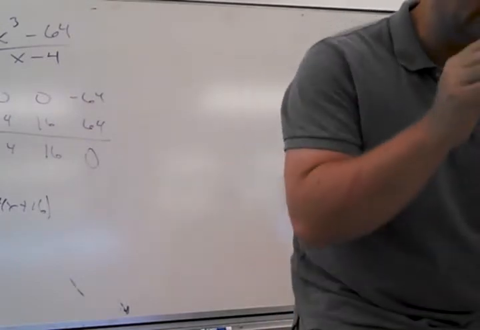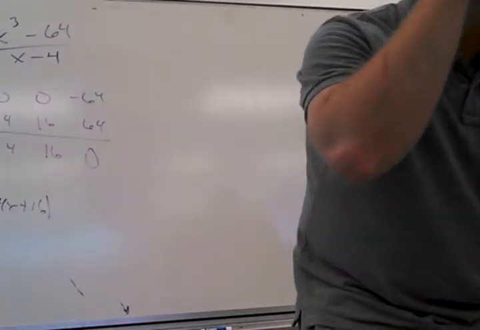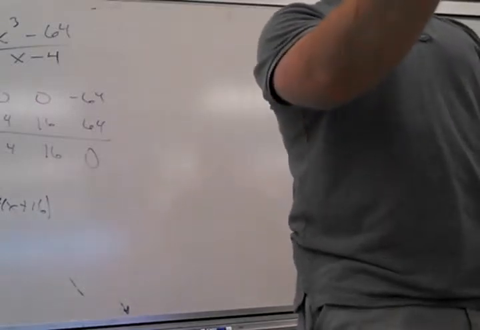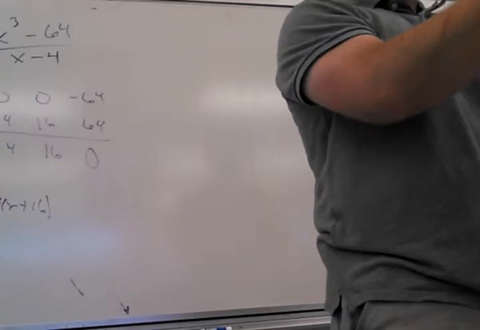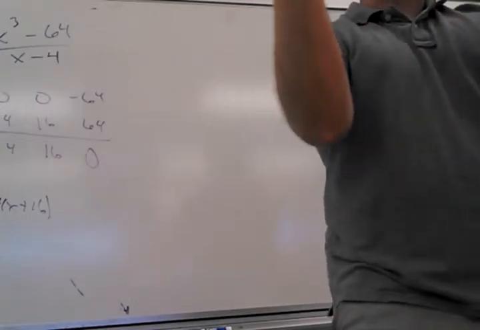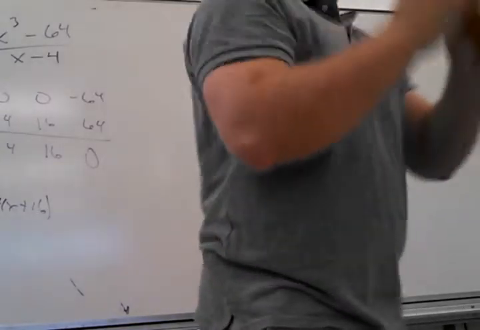So now what I want to talk about is we always want to try to find the specific numbers that make the remainder zero, because we're going to start to try to factor stuff. So I need remainder zero so I get a whole number expression.